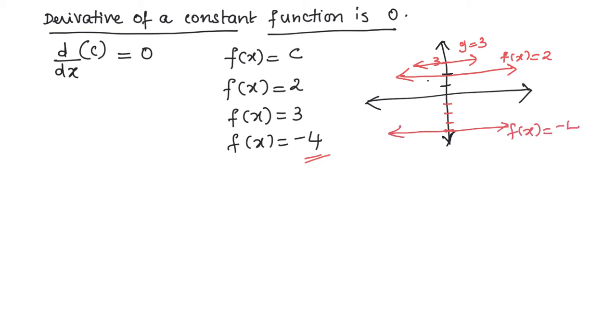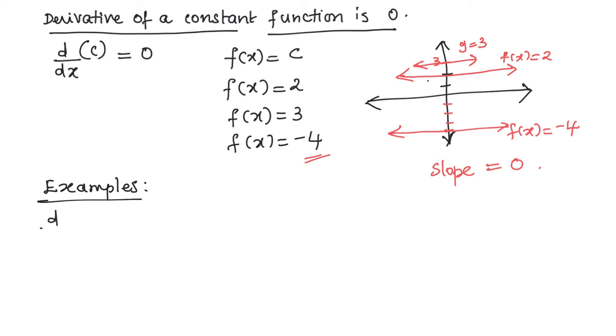So what is the slope of all these horizontal lines? The slope is equal to 0. For a horizontal line, the slope is 0. So basically we can say the slope of a constant function is 0, or the derivative of a constant function is 0.